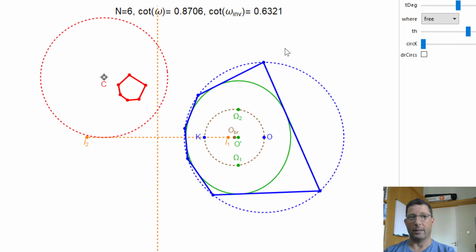A harmonic polygon, this blue thing here, in this case a hexagon, but n equals 6 without loss of generality, is one that is inscribed in a circle. Here's the center of the circle, and it is associated with a special point called the symmedian point K of that polygon, which has a very special property. If you drop perpendiculars from K onto the sides, the lengths of those perpendiculars are proportional to the side lengths.